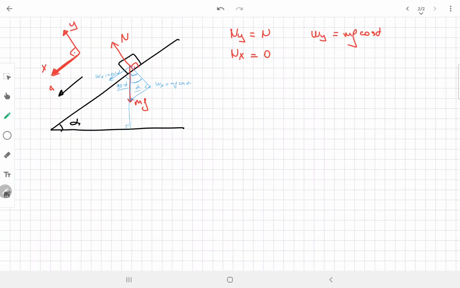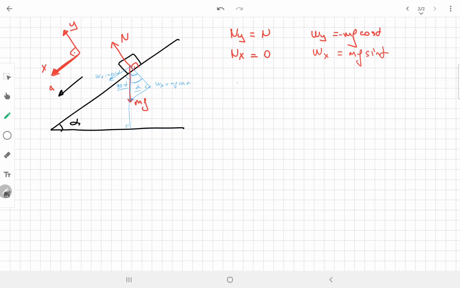So the x component for the weight equal to mg sine alpha. But pay attention, the y component for the weight is negative because it's opposite to the y. This is the upward positive, downward negative.